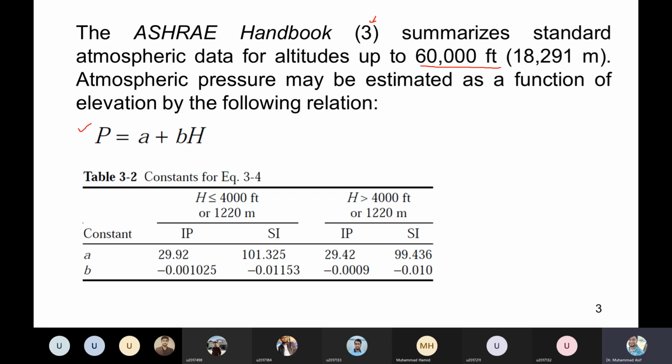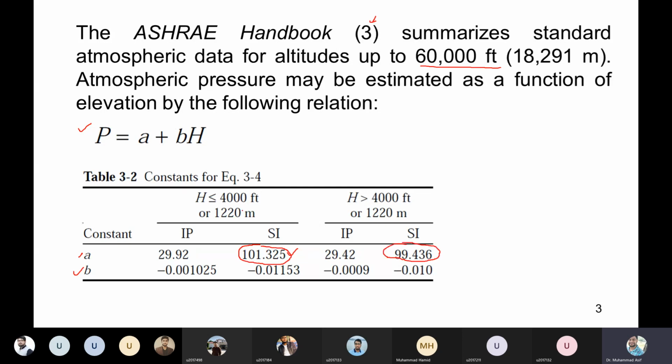For example, in table 3.2, it is mentioned the value of the constants A and B for two different heights: when the altitude is equal to or less than 4,000 feet, or when the altitude is greater than 4,000 feet. You can use the values of A and B for both, and that's, I think, the inch-pound unit, and this is for the international units, in kilopascal, right? You can see there is a slight variation, let's say, in atmospheric pressure, right?